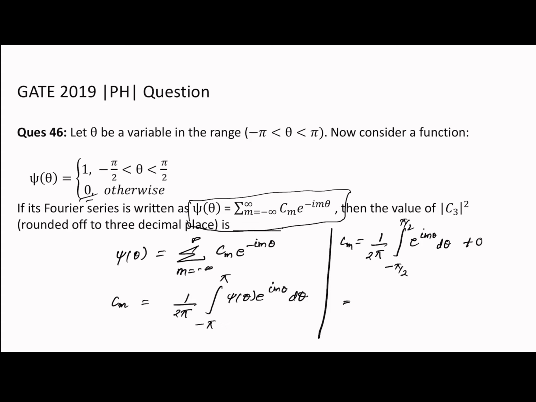So we just calculate this, so we'll get 1 upon 2 pi exponential of i m theta divided by iota m, the limit is pi by 2 to minus pi by 2. So it is 2 pi iota m. If we just put in the limits, it's exponential i m pi by 2 minus exponential minus i m pi by 2.